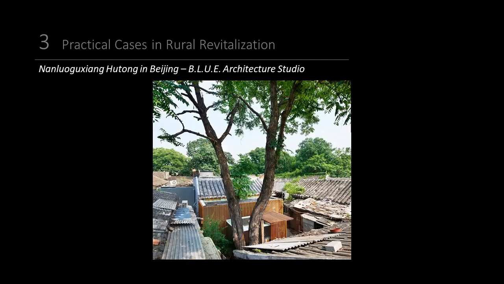In the third part, I'll show some practical cases in rural revitalization, including projects I'm familiar with and those I've actually participated in. The first I want to show is the refurbishment of an old house in a valley called Nanluo Guxiang in Beijing by the famous architect Shuhei Aoyama and his Blue Architecture Studio.